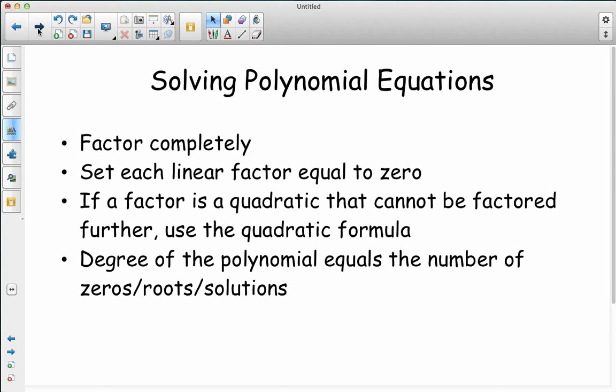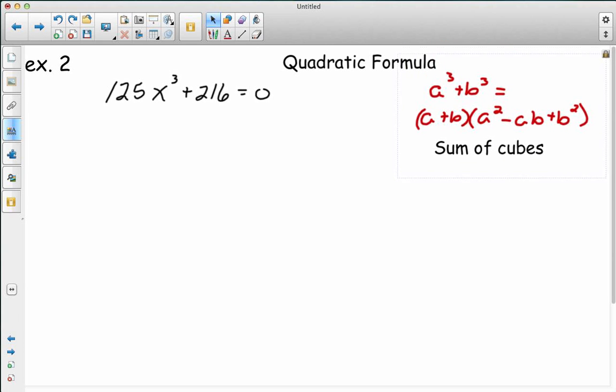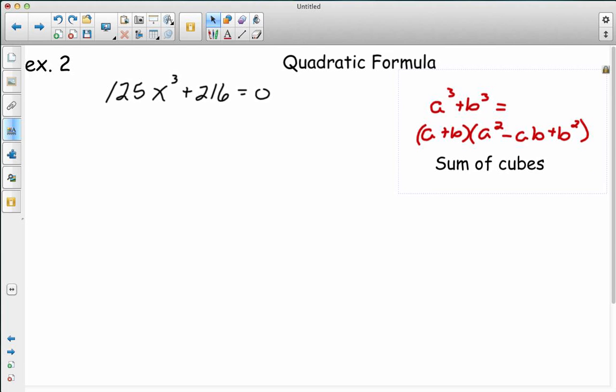So as we move on, we'll take a look at the next example, example 2. And what I'm looking at is 125x cubed plus 216 equals 0. So I want to solve for x. The thing that I know is that I have a cubic function, and therefore I must have 3 zeros when I'm done. Now when I look at this, it doesn't look like something that's going to be easy to factor. However, I do know that I have this example, the sum of cubes, which will allow me to factor if I have a perfect cube.